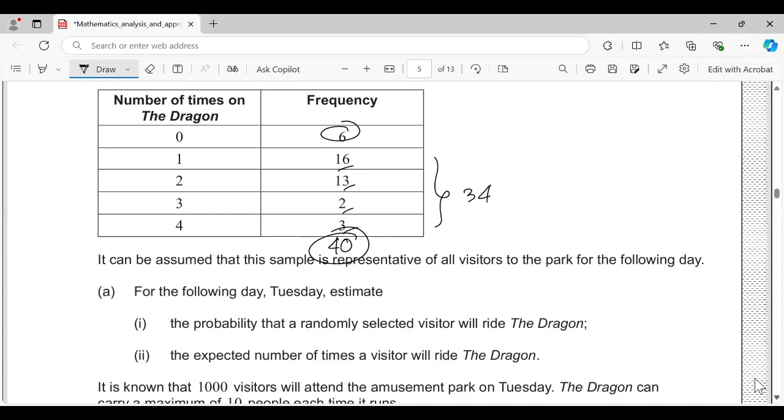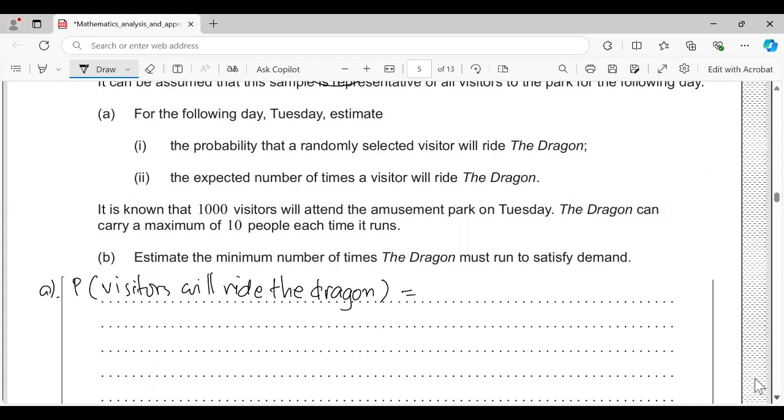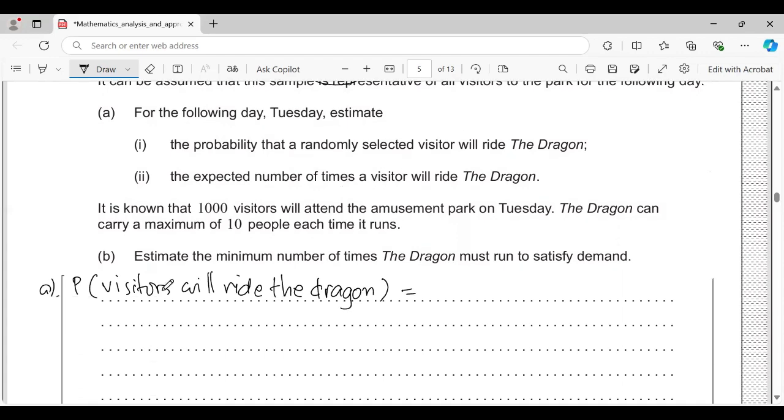So after that, we can determine the probability of visitors equals 34 over 40. Simplified, it becomes 17 over 20. This is the first.